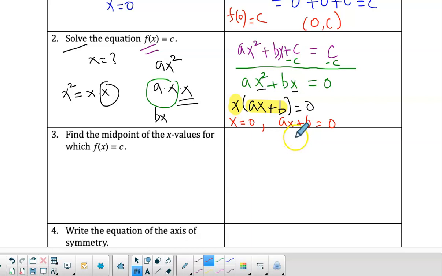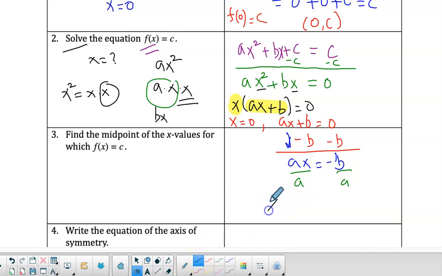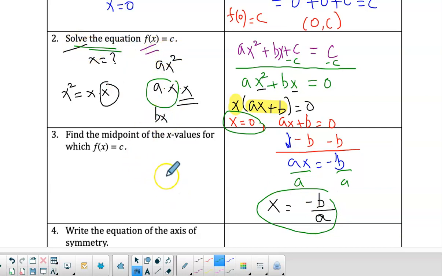Okay, so tell me, how do you solve for x? I'll take off b on both sides, right? Subtracting b on both sides. That will give you, bring down this ax. Ax is equal to negative b, and then divide both sides by a and a gone. So this a cancelled out. You are left with x is equal to negative b over a, right? So we got x is equal to 0 and x is equal to negative b over a. Those are the two solutions for this function f of x is equal to c.